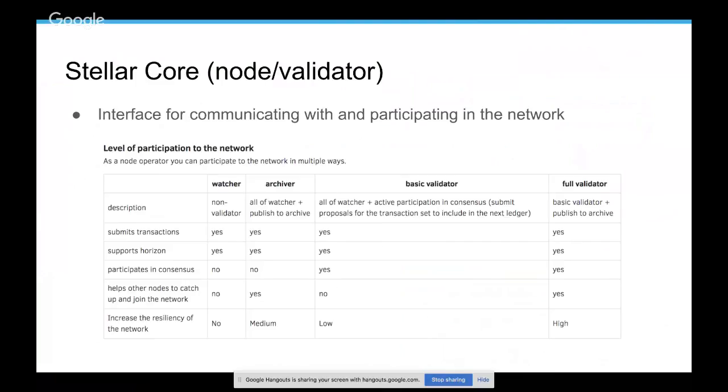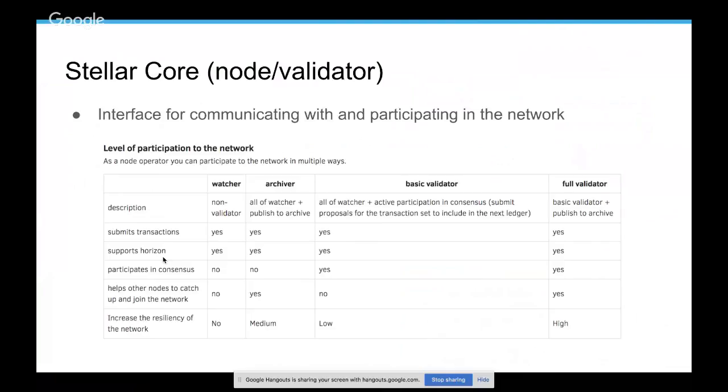If you're familiar with Bitcoin and Ethereum, think Bitcoin node. That's essentially what Stellar Core is. It's a node, or as we like to call it, a validator. This is your lowest level interface for communicating with and participating in the Stellar network. The basic features are, for one, to hold the distributed ledger. As Lisa talked about, every single node has its own copy of the ledger, and that's why people love this decentralized technology. There's no central point of failure.